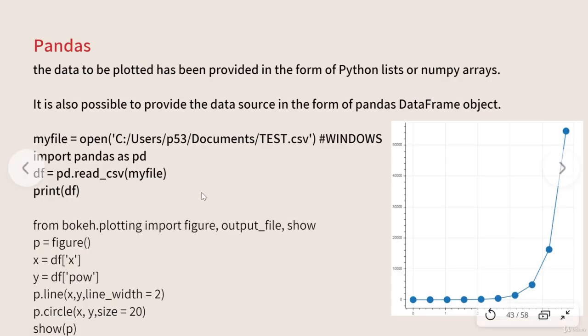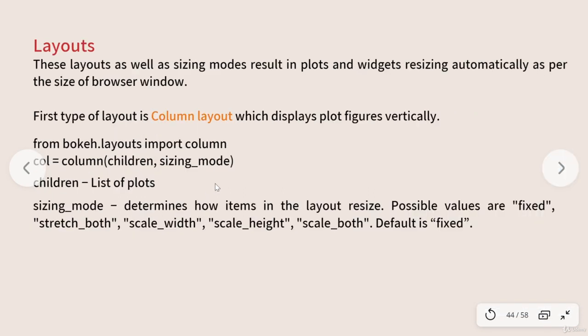Now let's move ahead and discuss something which is known as the layouts. Now, this discussion we have done in matplotlib as well. That if I want to plot multiple data sets in the same plot area, then instead of plotting them in the same area, I can either plot them in a column layout or in a row layout. So if you want to place it in a column layout, then you have to define one function which is column. So children is one parameter. With the help of an example, I will tell you what this children parameter means.